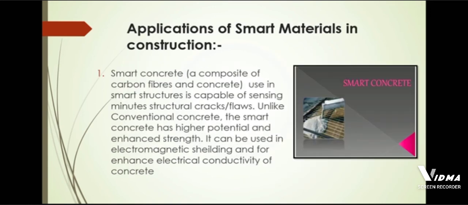Application of smart materials in construction. First, smart concrete, a composite of carbon fibers and concrete used in smart structures, is capable of sensing minute structural crack flaws. Unlike conventional concrete, smart concrete has a higher potential and enhanced strength. It can be used in electromagnetic shielding and for enhanced electrical conductivity of concrete.